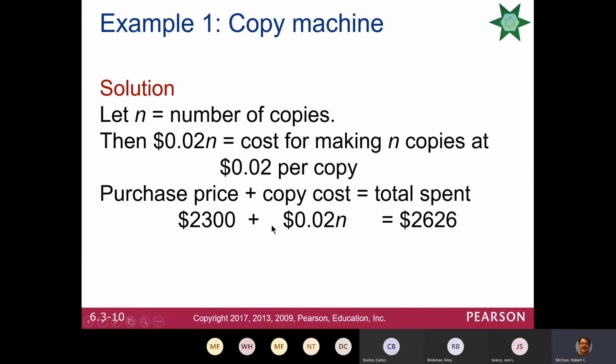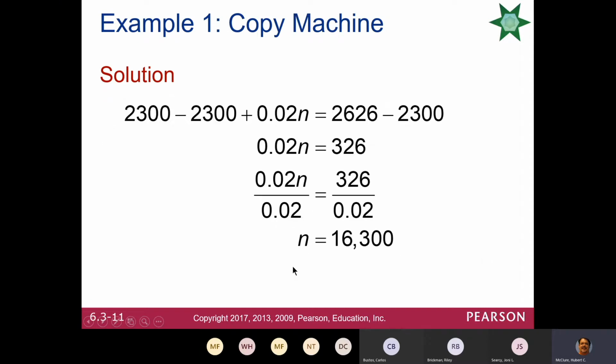There it is, 2300 plus 0.02N is equal to 2626. And I think we got the same answer. So you should feel good about yourself.